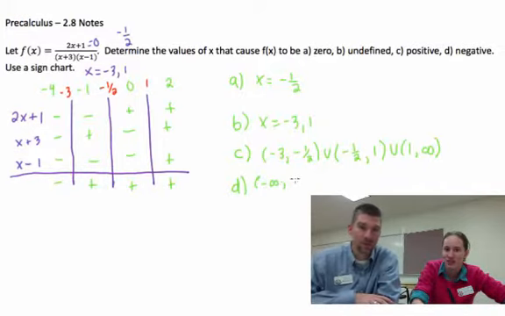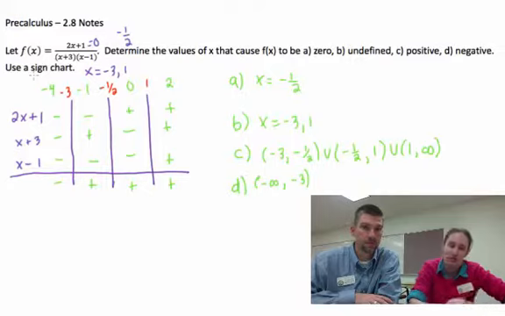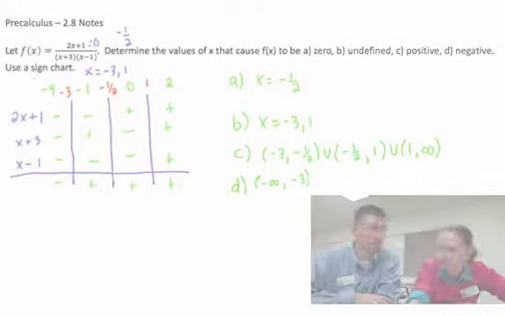Okay, D, negative. That's negative infinity to negative 3. And that's where we are negative. And that's what we wanted to do. It told us to use a sign chart, so we did. So we're good.